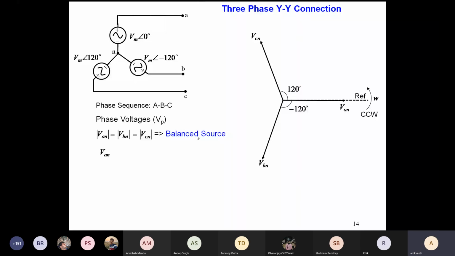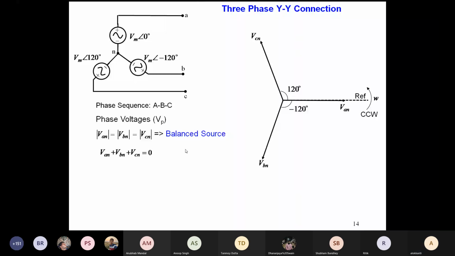Now, if you do VAN plus VBN plus VCN, what is the result? Zero. It is equal to 0. But you have to do the phasor addition.